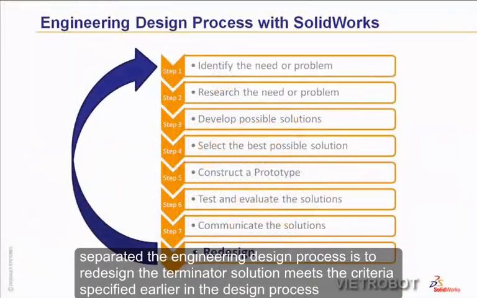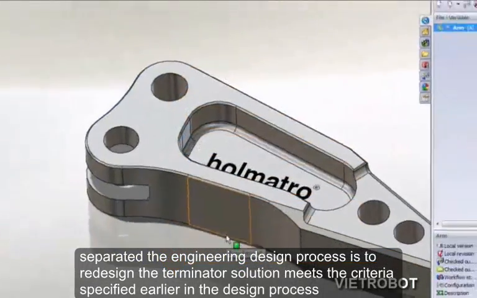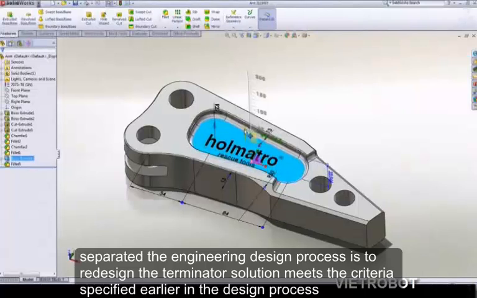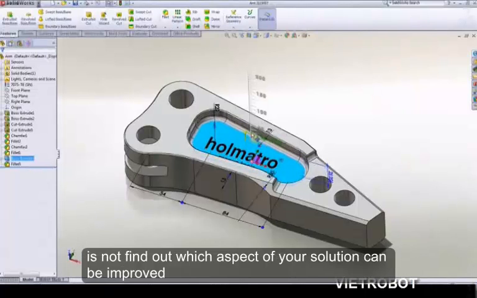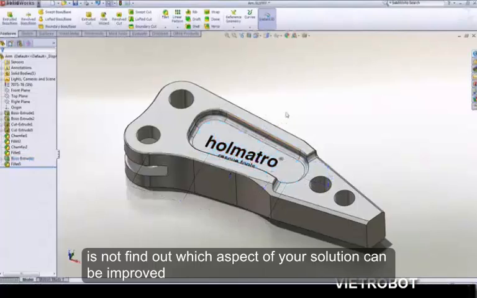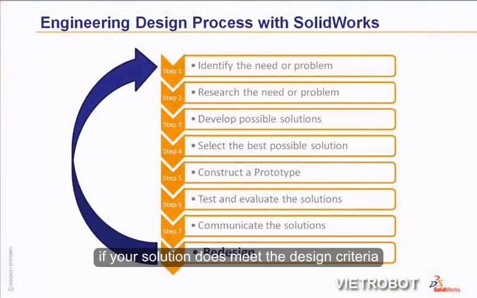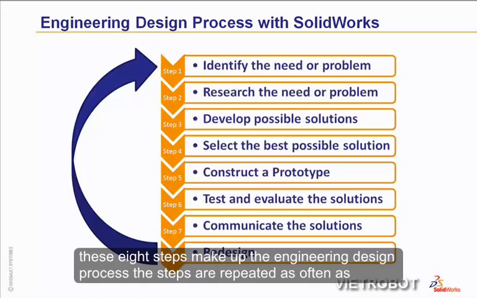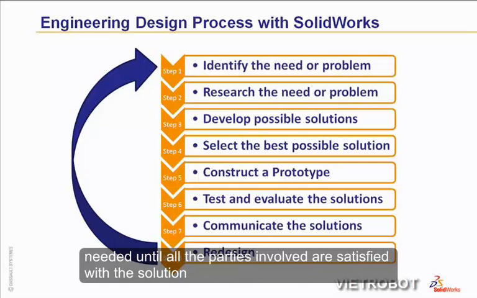Step 8 of the engineering design process is to redesign. Determine if your solution meets the criteria specified earlier in the design process. If not, find out which aspect of your solution can be improved. If your solution does meet the design criteria, you should still attempt to improve your design by making it more environmentally friendly and cost-effective. These 8 steps make up the engineering design process. These steps are repeated as often as needed until all the parties involved are satisfied with the solution.